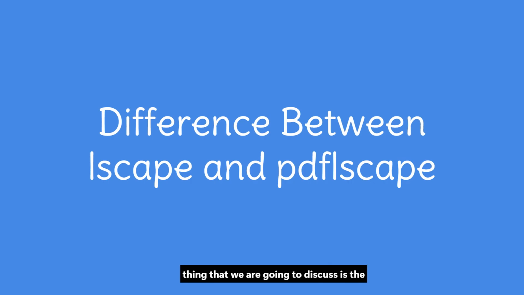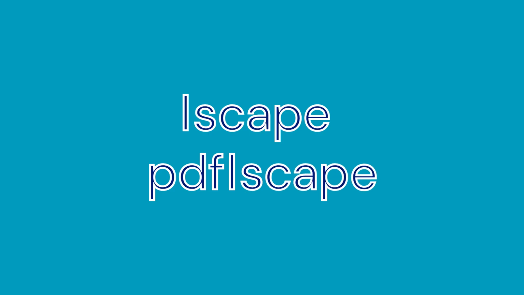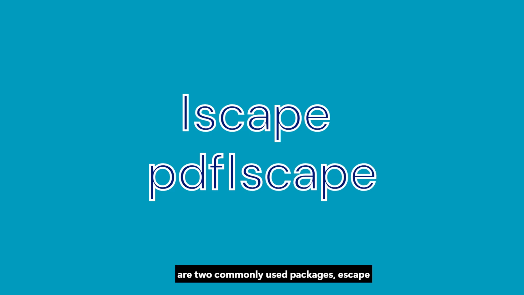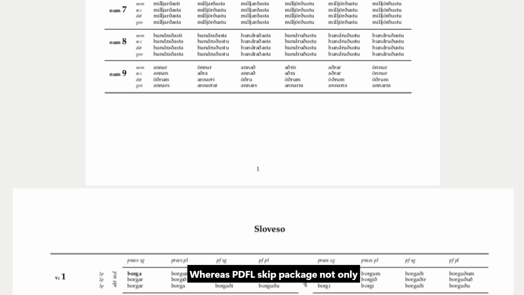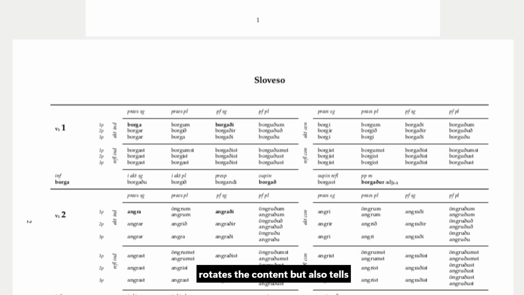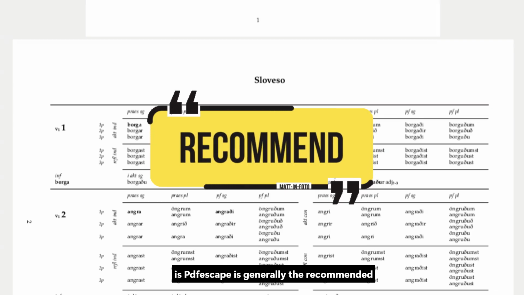So the next thing that we are going to discuss is the difference between Lscape and Pdflscape. There are two commonly used packages, Lscape and Pdflscape. The Lscape package rotates the content, but when you open the PDF, you may still need to rotate the page manually in your PDF viewer. Whereas the Pdflscape package not only rotates the content but also tells the PDF viewer to display the page in landscape mode automatically. For this reason, Pdflscape is generally the recommended option.